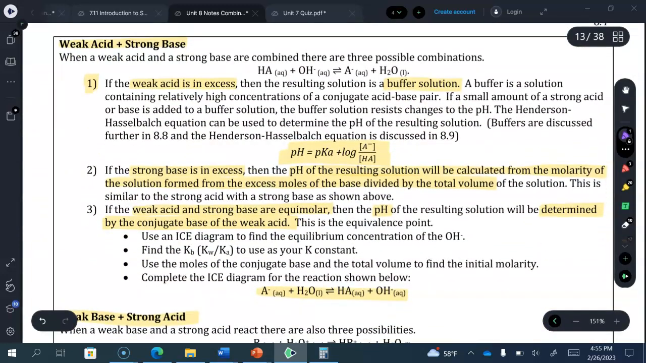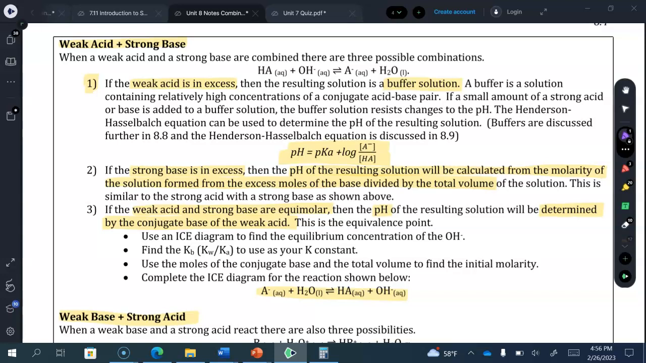Okay, so if we are reacting a weak acid and a strong base, there are 3 situations that we could potentially have. They react in the equation given below. If when reacting the weak acid is in excess, it is treated as a buffer solution. A buffer solution contains relatively high concentrations of a conjugate acid-base pair. If a small amount of a strong acid or a base, so a limiting strong acid or strong base, is added to a buffer solution, the buffer solution resists changes to the pH.